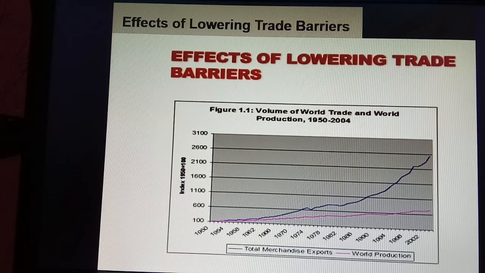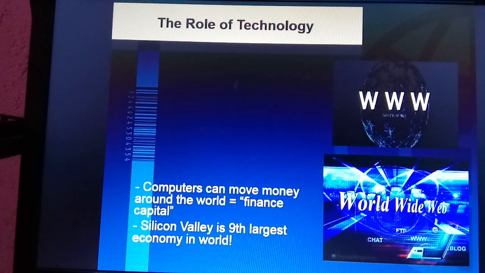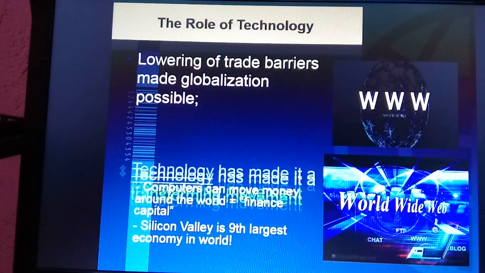Okay. So manufacturing is no longer focused on one or a few countries only, but more countries become involved. Okay. And since there's a lower tariff imposed upon their manufactured products, more countries are able to afford to import these goods that they are producing. Now we go to the role of technology.